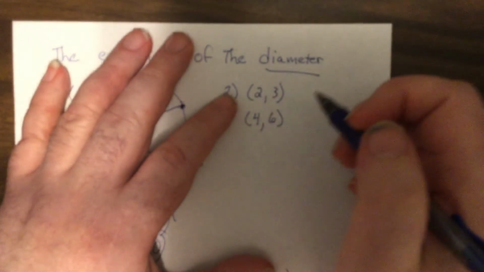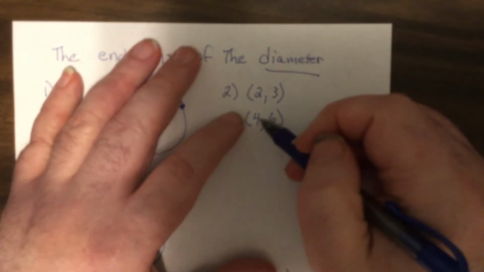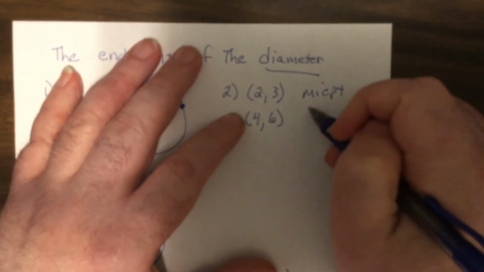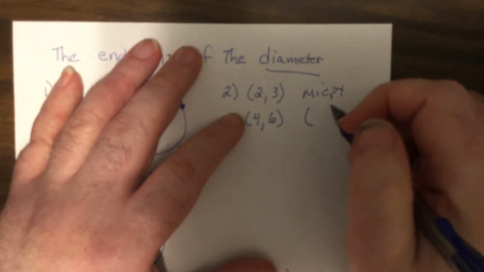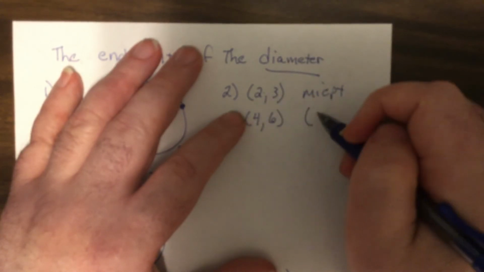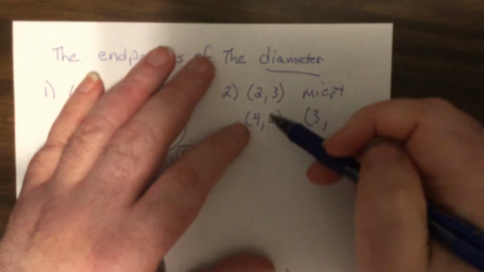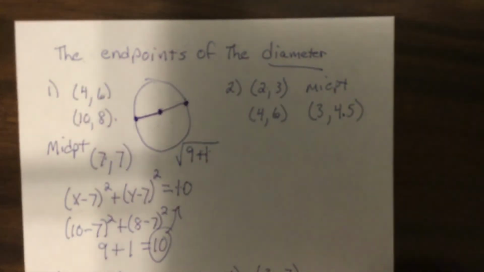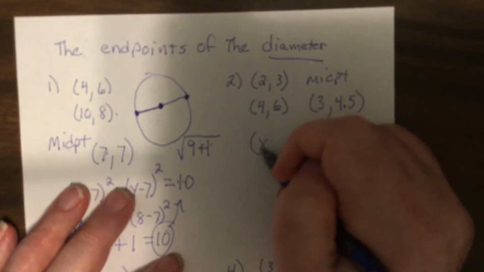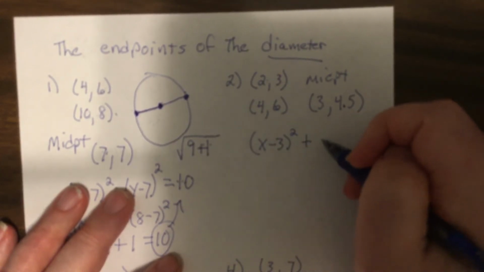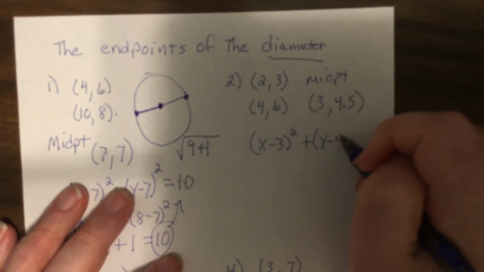So this one, I'm going to go, okay, midpoint would be 4 plus 2 is 6, divided by 2 is 3. Sorry, I got ahead of myself. 6 plus 3 is 9, divided by 2 is 4.5. So I know the left side is (x minus 3) squared plus (y minus 4.5) squared.